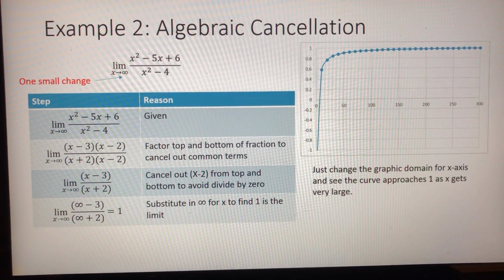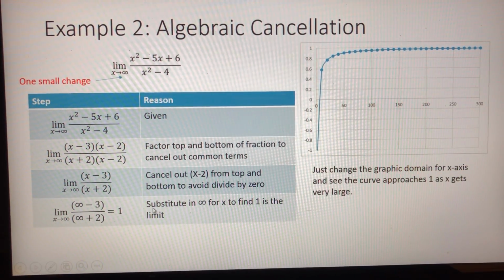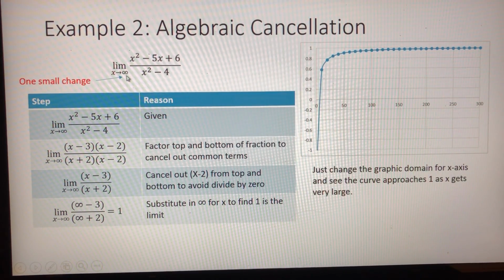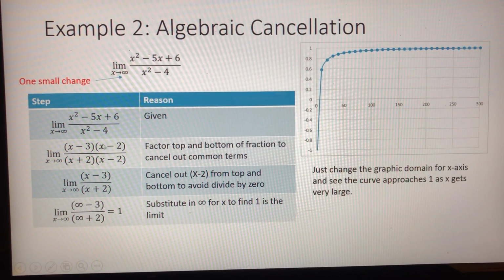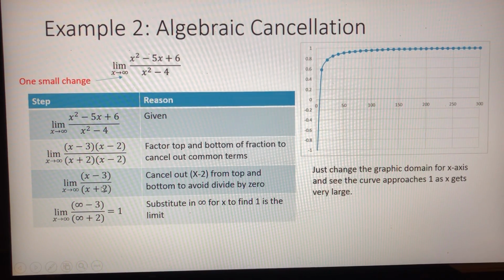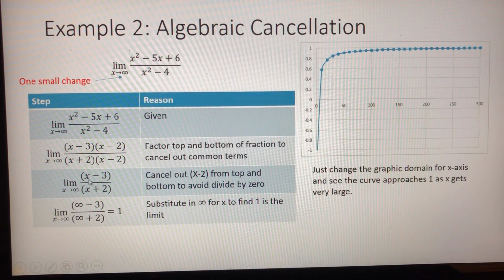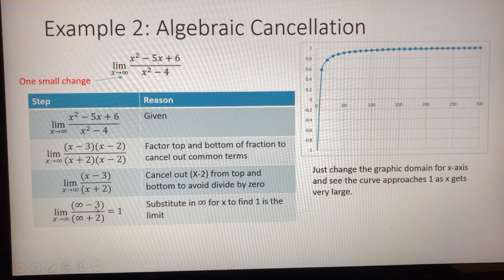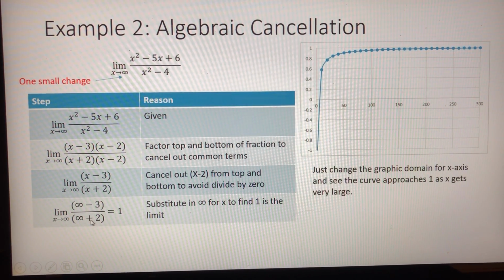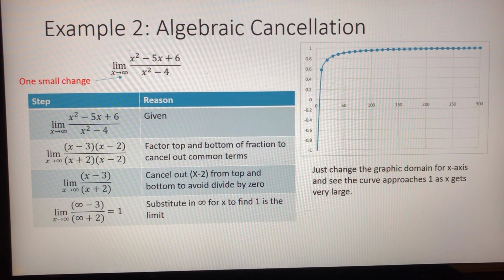And then I made one small change, same problem, but this time I said x goes to infinity. To see what happens, we can still cancel out algebraically, but you're still going to wind up with infinity minus 3 divided by infinity plus 2. Well, infinity over infinity equals 1. And you can see it in the graph too. If you graph it, you can see your graph going up. It approaches 1 and never quite reaches it. So it works out well.